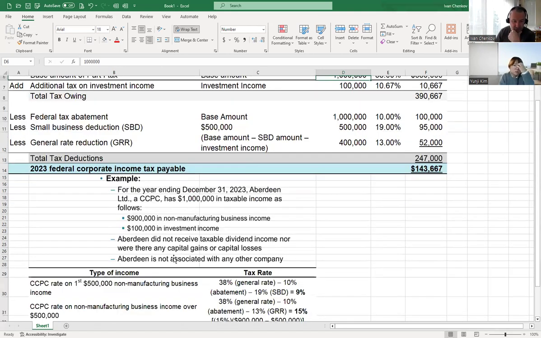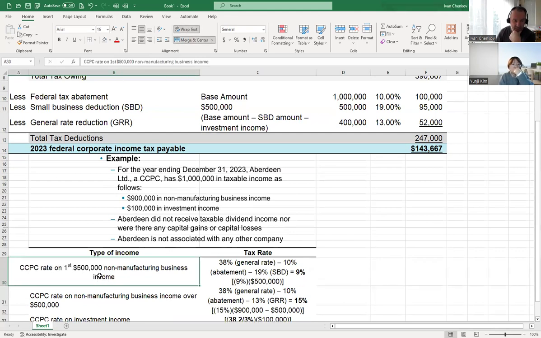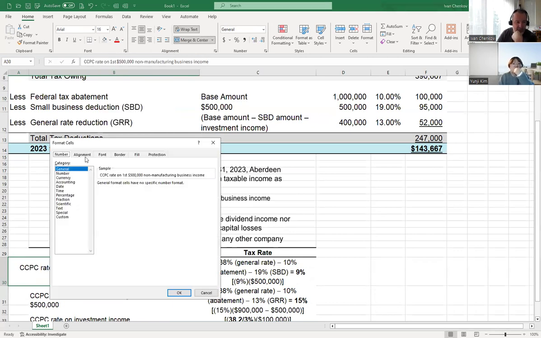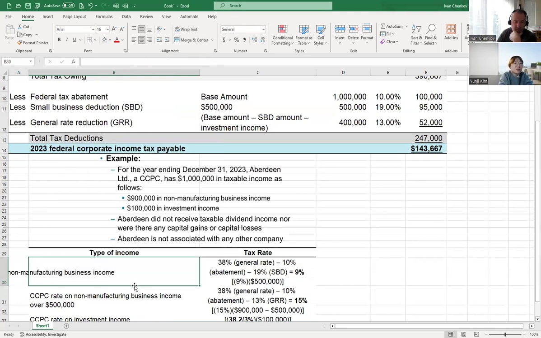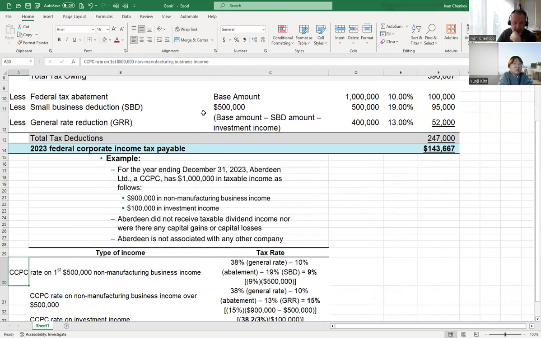On the other type of question, the second way you can do it is first, since it's on the first 500,000 of non-manufacturing business income, that will be our first amount that we're going to apply this. I don't like this format cells. I prefer the first method. Yes, easier. I totally agree with you. The second method is a little bit more complicated.